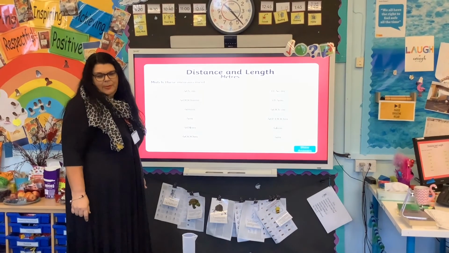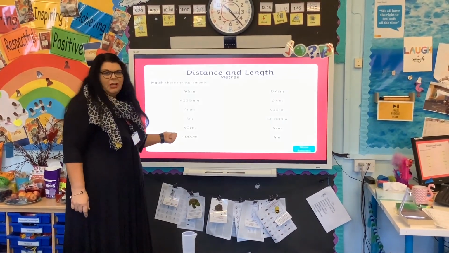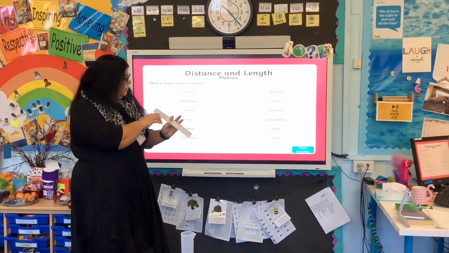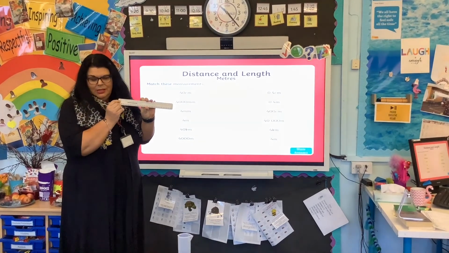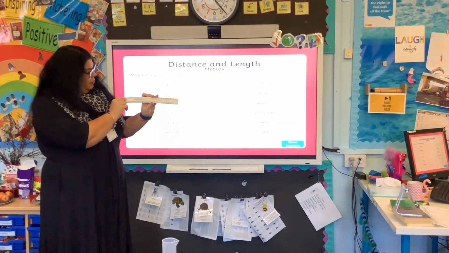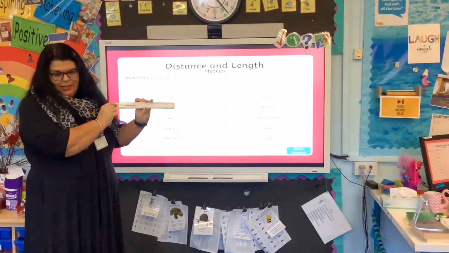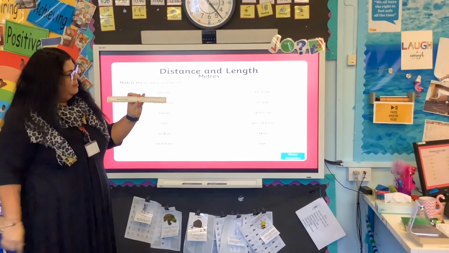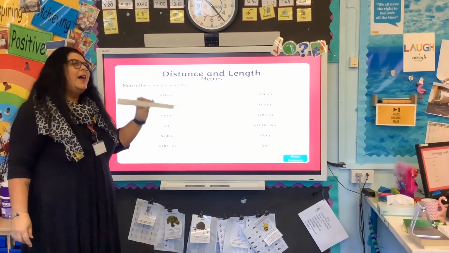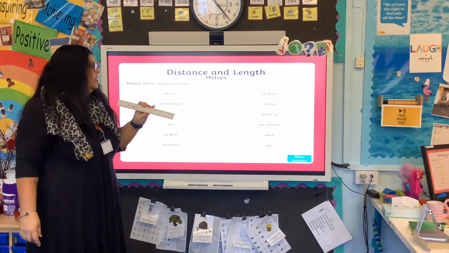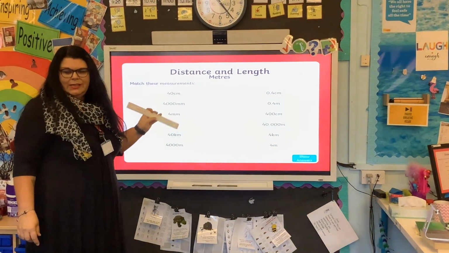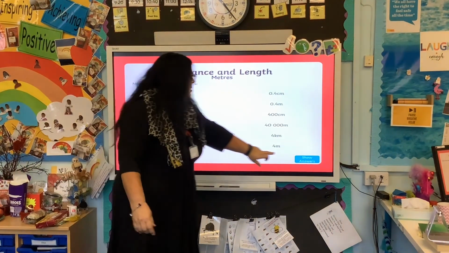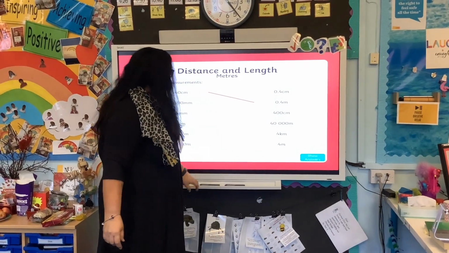Okay, so now we're thinking about length, and we should know, because we've used rulers, that 1 millimetre is the tiny little unit there. So we've got 10 millimetres in a centimetre, and we've got 100 centimetres in a metre, and then we've got 1,000 metres in a kilometre. So on your sheet is a similar thing to this, where you've got to draw the lines. So let me show you the answers, we can go through some.